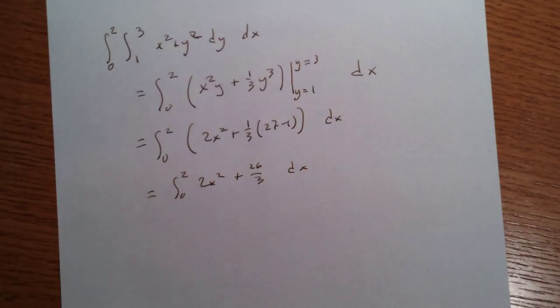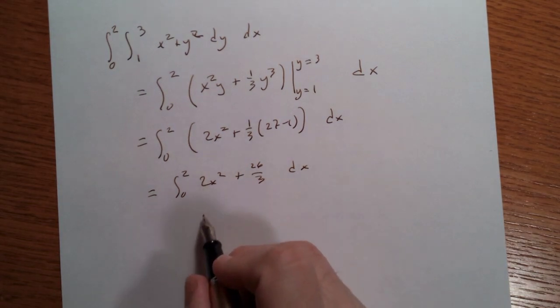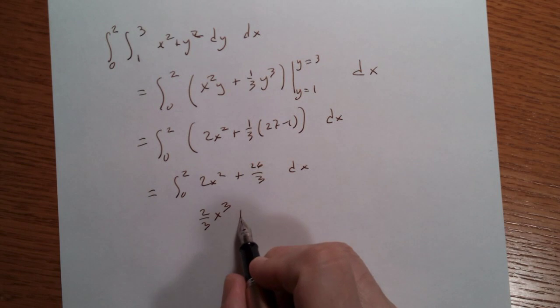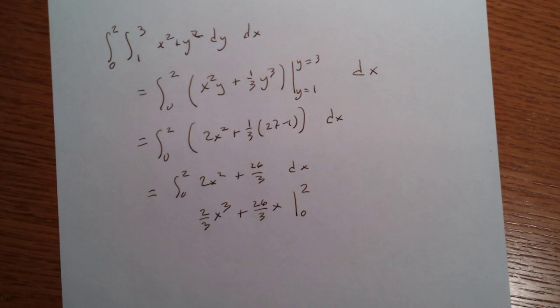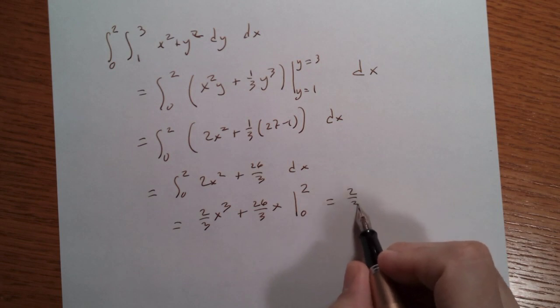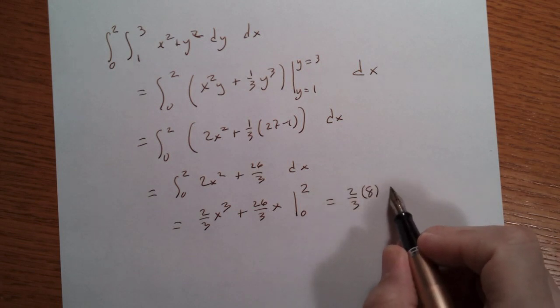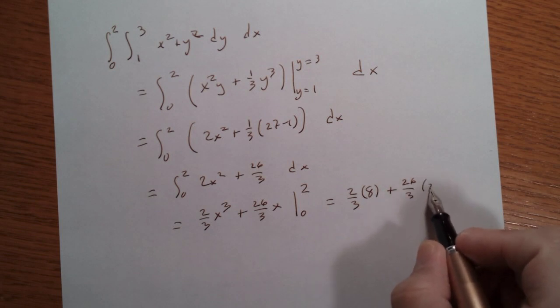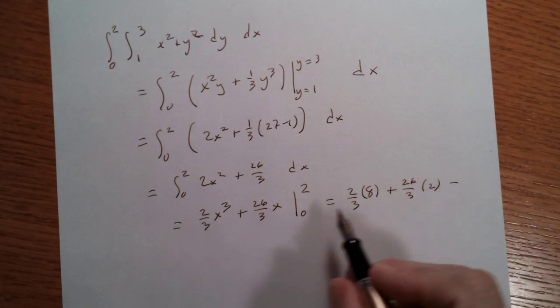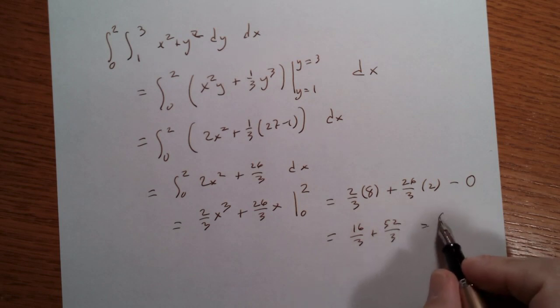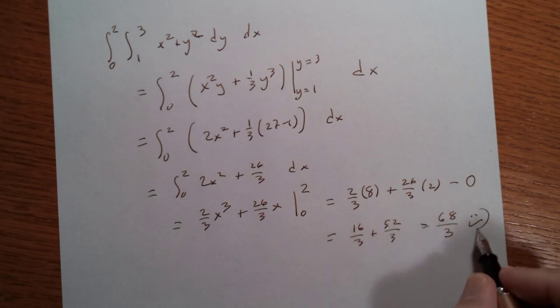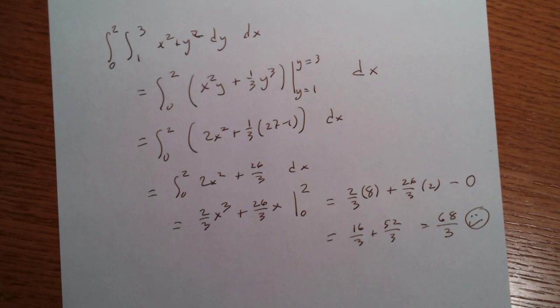dx. Oh, I know how to integrate dx. I'll get 2/3 x cubed plus 26 over 3x. Plug in 2, plug in 0, and subtract. That's 2/3 times 8 plus 26 over 3 times 2 minus 0 plus 0. Notice that's 16 over 3 plus 52 over 3. That is exactly 68 over 3, the same thing we got before. Hot damn, we did it.